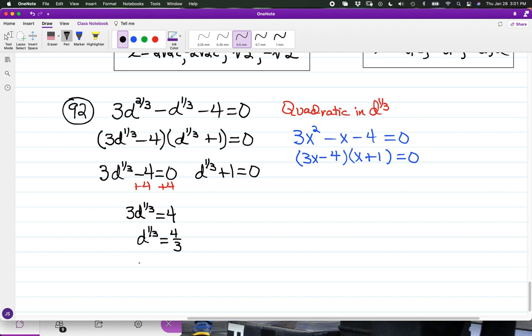Now for D to the 1/3, if I translate from exponent to radical, D to the 1/3 is going to be the cube root of D.